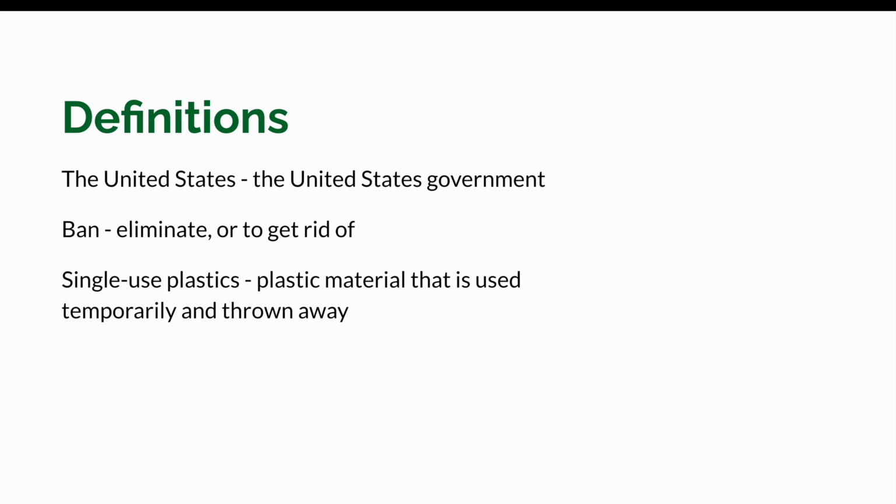The third definition is single-use plastics. It's pretty intuitive. It refers to plastic material that is used temporarily and thrown away. So you use it once, for example, bandages or gloves, things that you would use once, or maybe even store-bought bags. Those would not only hold your own produce, but you would throw them away after you use them once. So that would be a definition of single-use plastics.